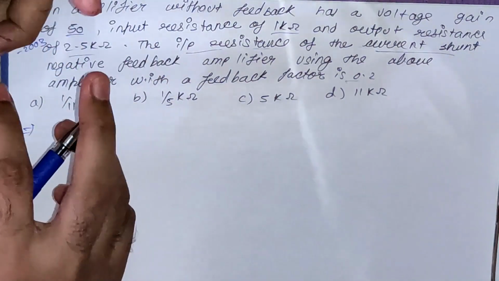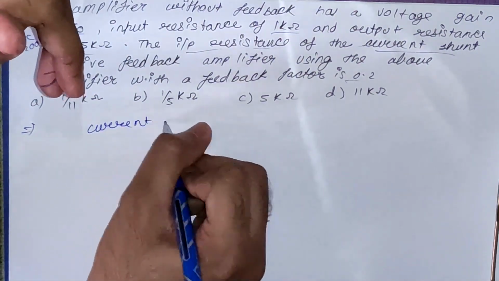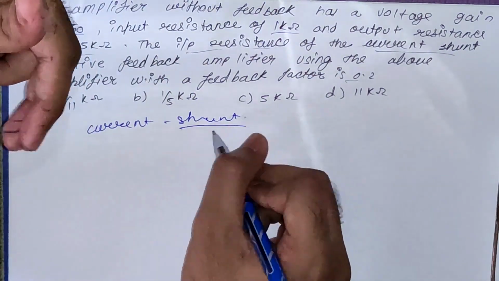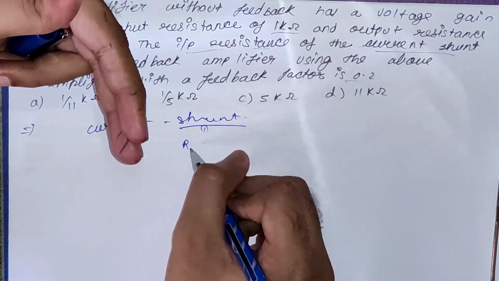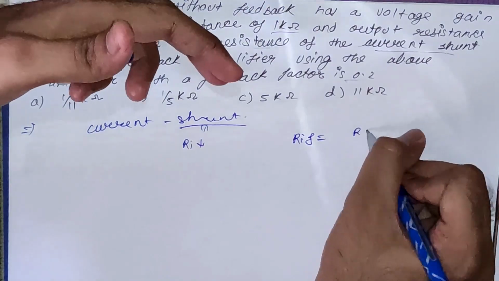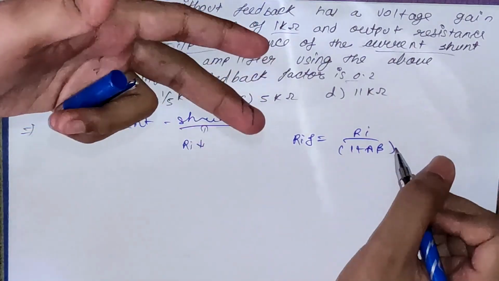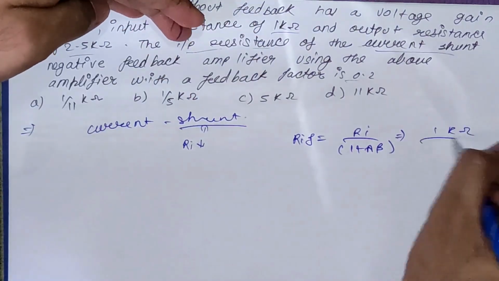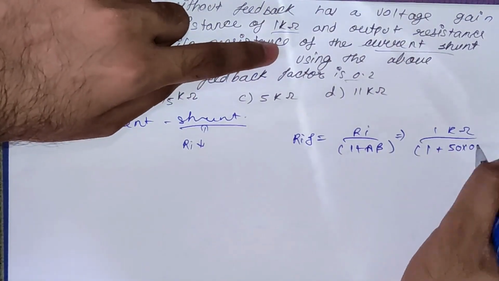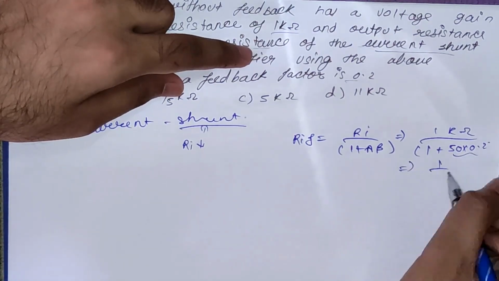For this sum also we are going to use the same trick. The trick says you have to attack on the name. The name is current shunt, and we want input resistance. For input resistance we look at the input side. At the input side we have shunt mixing, which means input resistance is going to decrease. So we write RIF is equal to RI upon 1 plus A beta. If there is a decrease you divide by 1 plus A beta. So 1 kilo ohm upon 1 plus 50 into 0.2. 50 into 0.2 is 10, so you get 11. So the answer will be 1 by 11 kilo ohm.